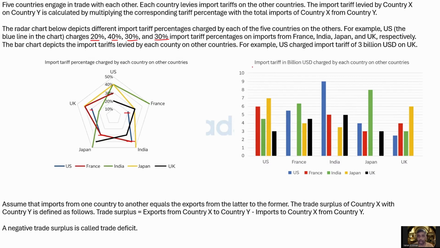It is talking about imports, which means this is the amount of imports, not percentage. This is percentages, and this is the amount of imports that a country is getting from other countries. So the US is getting, for example, $6 billion as import from France. It is getting $7 billion of import from Japan. It is getting about $4.5 billion of import from India, and so on and so forth.